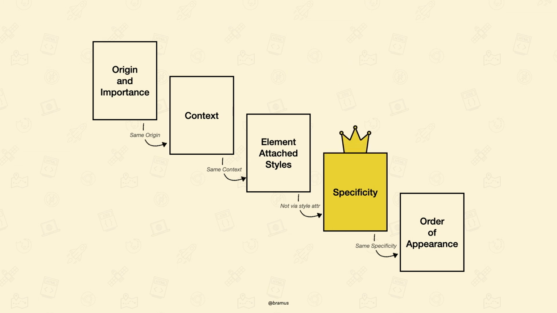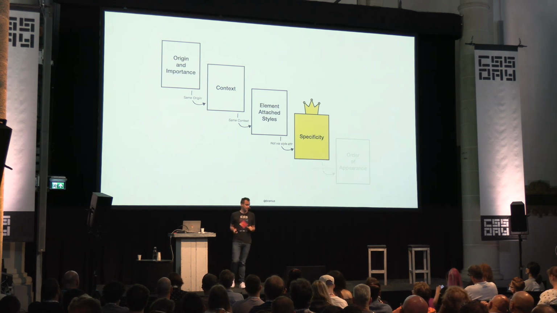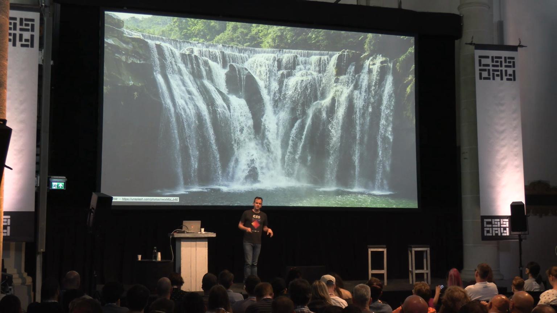Great, here's your winner, and then the succeeding steps will no longer be checked. So say context would return the winner, then all those other steps will not be checked. So that's the basic thing about the cascade. And it also explains why we always see this type of photo.